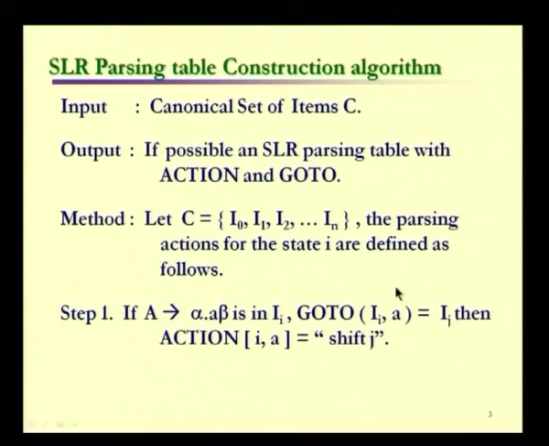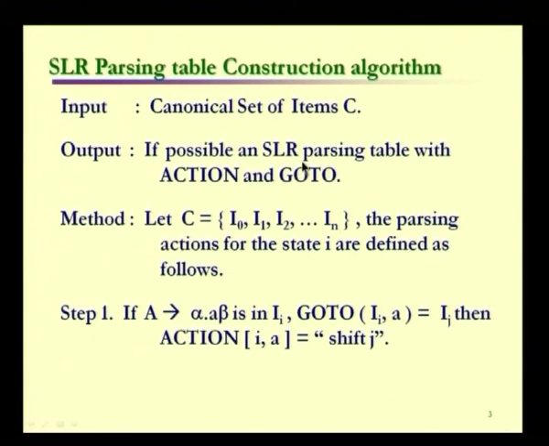As far as this algorithm is concerned, the input is going to be the canonical set of items. In the previous expression grammar with no ambiguity, we got 12 states starting from I0 up to I11. By using all these 12 states, in each state we have some set of items. We shall see how the parsing table has been generated by using this algorithm. The output is going to be a parsing table, that is the SLR parsing table, with two different components. One is the action, another one is the goto.